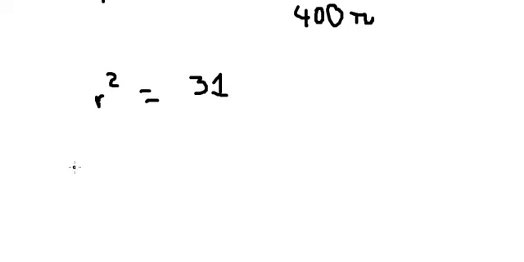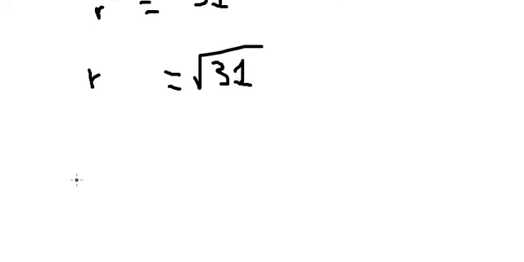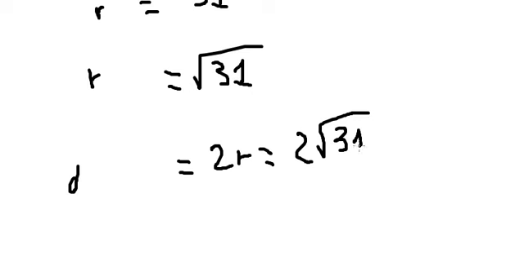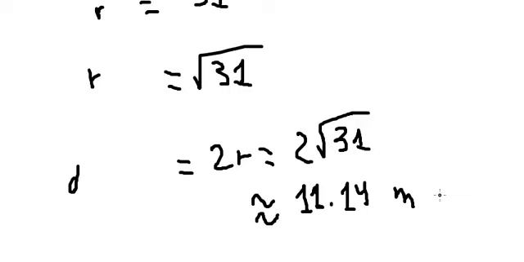Now we take the square root of both sides. And now we want to find the diameter of the large one, so we multiply by 2r, and we can put it like this. This is approximately 11.14 meters, and this is the final answer we need to find. This is the end. Thank you for watching.